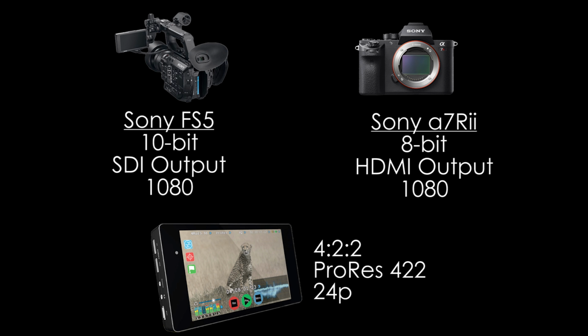On the left-hand side, we've got the FS5 at 10-bit. This will be an SDI output at 1080. On the right side, we've got the a7R II at 8-bit HDMI output, also at 1080. Both are going to the Shogun. It's a ProRes 422, 24p. So we're basically taking the codec out of the equation. We're also taking the chroma subsampling out of the equation because they're both going to be 422.